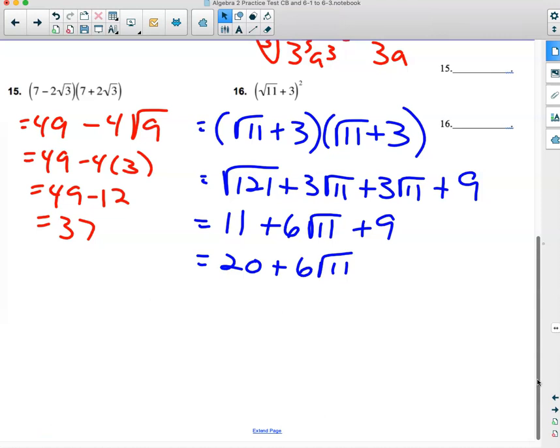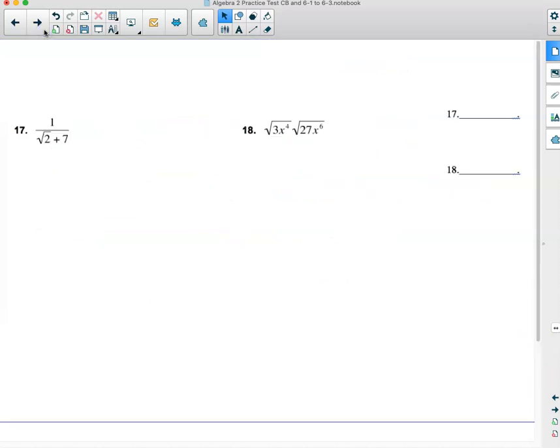So far, so good? Definitely easier than number 14, right? Yeah, less thinking. I mean, you guys were ripping through this last week when we did it. Well, this looks a little tougher. 1 over the square root of 2 plus 7. I should double check that I didn't skip any. Nope, I didn't.